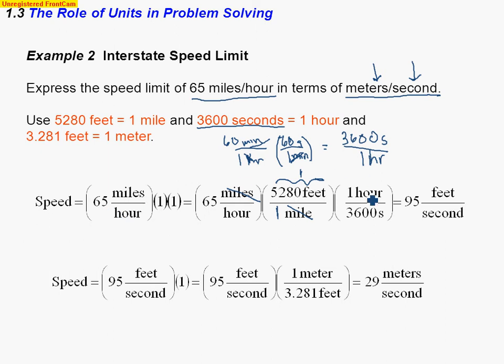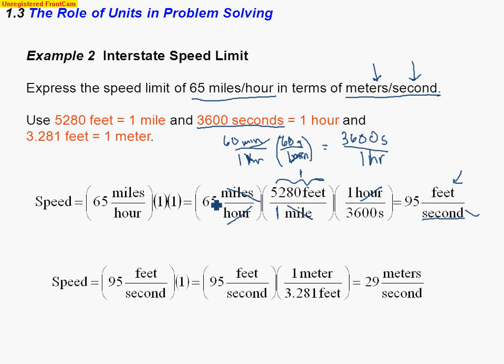So in our conversion factor, we want to put the hour on the top so that it's going to cancel with this one, leaving us with seconds on the bottom, which is what we want. So remember, we're ultimately trying to get meters on the top and seconds on the bottom. So we've got seconds on the bottom now. That's good. Now we just need to focus on getting this feet changed into meters. So right now we have 95 feet per second.